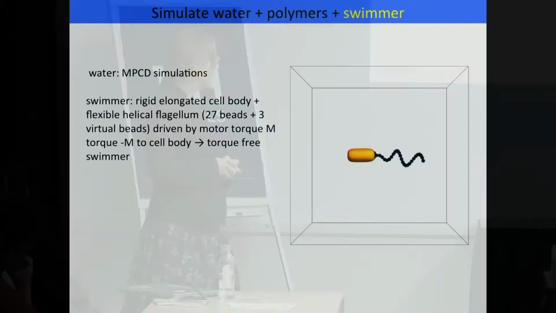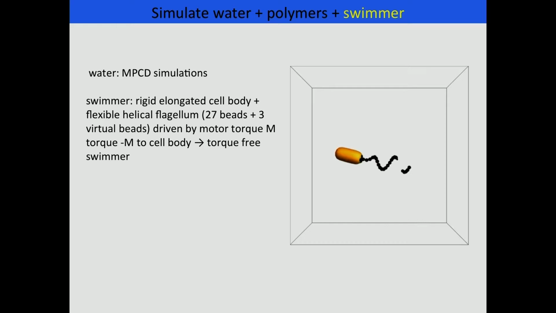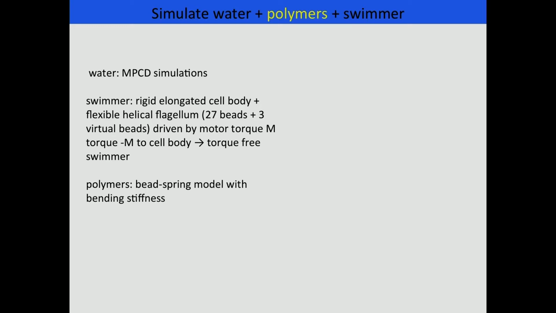Okay. And then the polymers are dead standard. How you'd always do polymers, just as a bead spring model. And beads are joined together, and we just put interactions along the springs so we can make them stiffer or flexible, depending on what we want to do. Okay, does the sort of basic model make sense? Any questions?